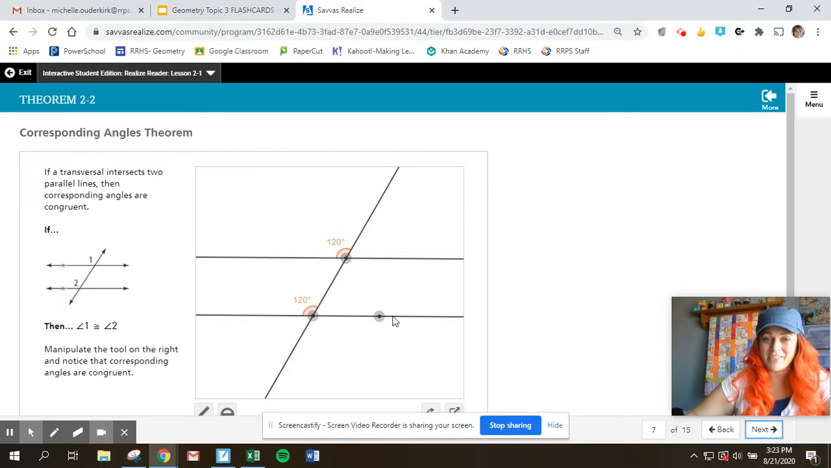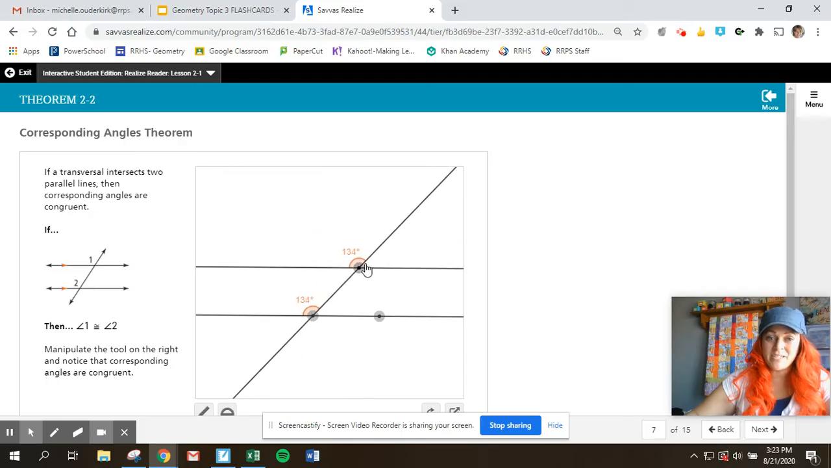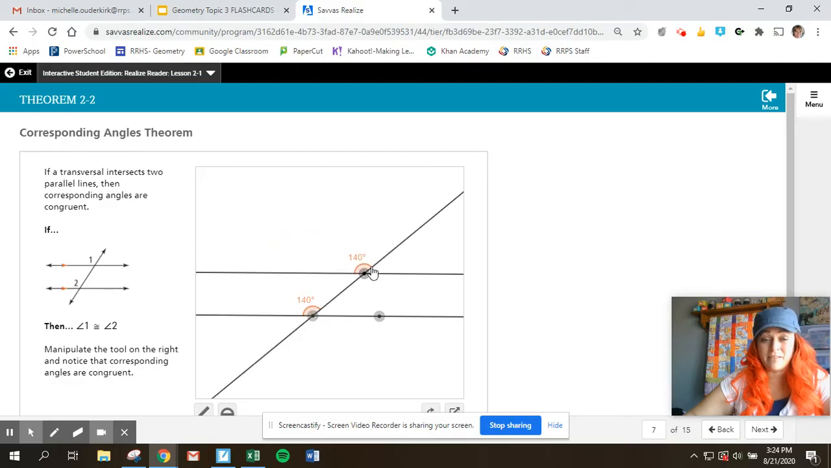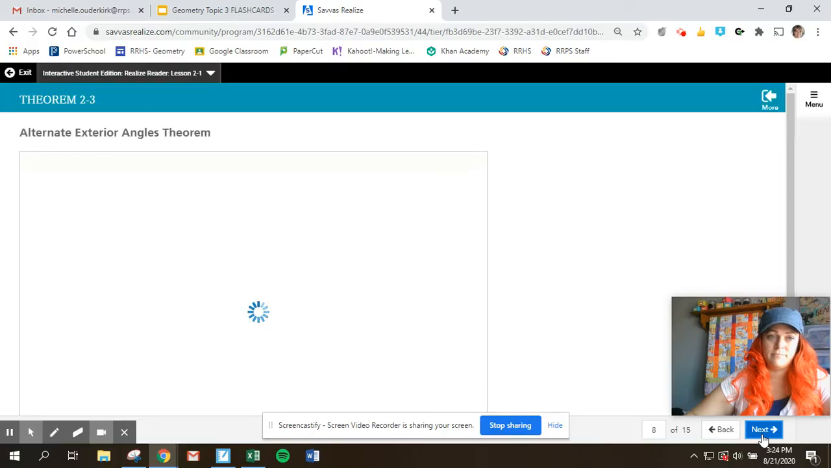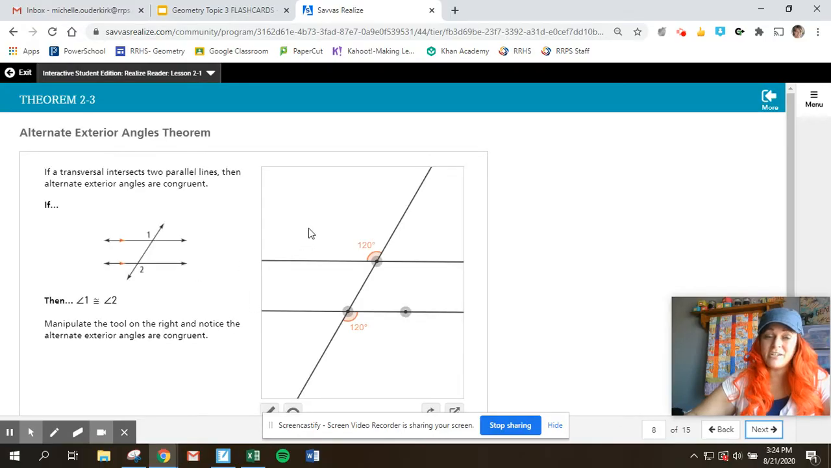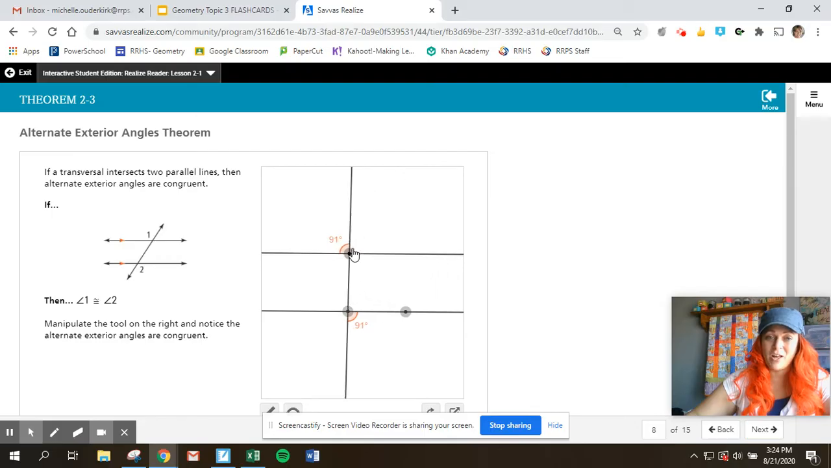Corresponding angles also have the same properties. No matter how we move them, corresponding angles are going to be congruent if the lines are parallel. Those lines have to be parallel. So if a transversal intersects two parallel lines, that's critical, then those angles will be congruent or equal in measure. If they're not parallel, that is not true. Alternate exterior, similar rules. If the lines are parallel, see those arrowheads? Then the alternate exterior angles on the outside will also be congruent.